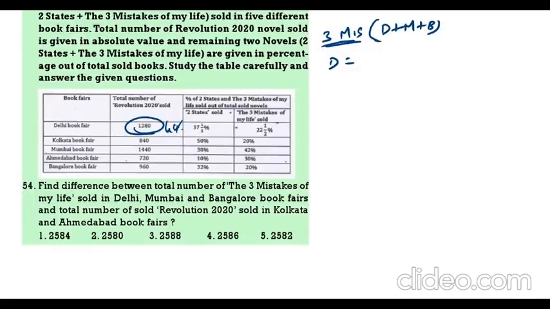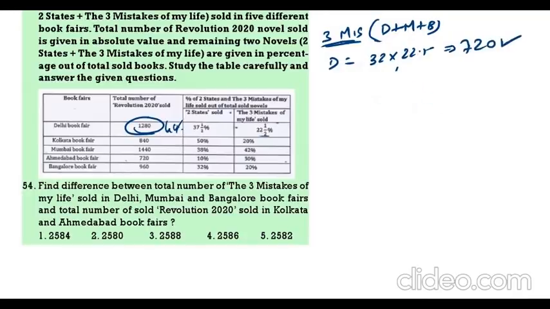Now which one we have to calculate? 3 Mistakes. 22.5% is what? 32 into 22.5. Why am I writing 32? Because 40% is 1280. 1% means 1280 by 40, that is 32. So 32 into 22.5. 32 into 22 is 704, plus 16, that is 720. This is Delhi.